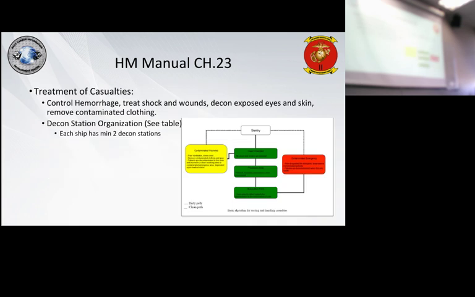Treatment of casualties: control hemorrhage, treat shock and wounds. Decon exposed eyes and skin, remove contaminated clothing. Then decon station organization. Here's a table. You should have it on your slide as well, so you can go over it later. And each should have a minimum of 2 decon stations. Next.